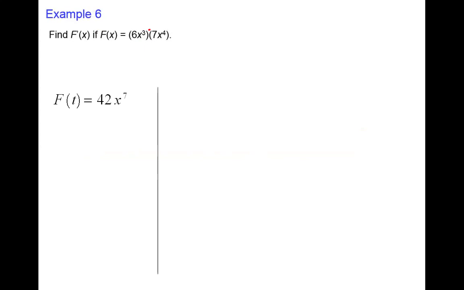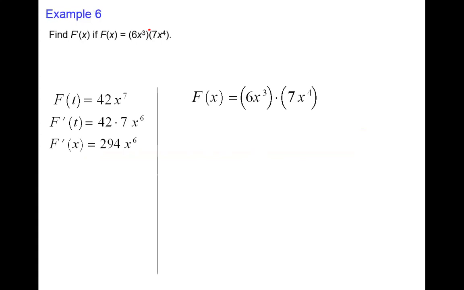6 times 7, 42. x to the power of 3 times x to the power of 4 is giving me x to the power of 7. And I'm just using my power rule. 42 times 7, 294, x to the power of 6, done, right? But let's just check. Okay.